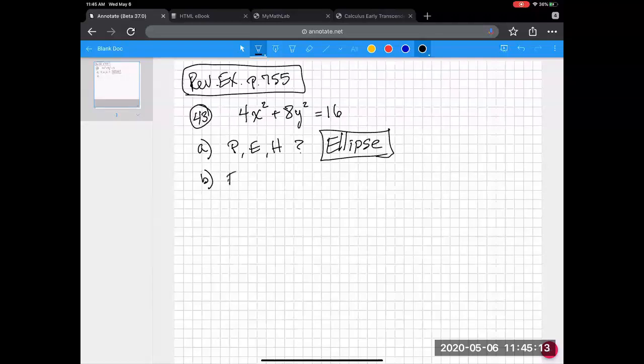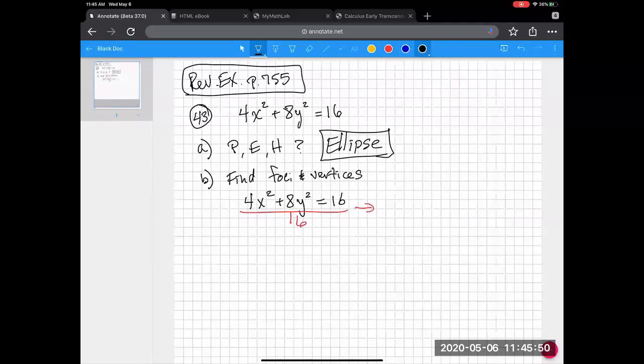So I'm going to put find foci and vertices. All right, so to do that, we would like to get an idea of where this ellipse is, what the a and the b are in our picture, all that good stuff. So the way to do that is to get it in the proper format, which it did not come in. As we did once before on Monday, I would get my 1 on the right by basically dividing everything by 16.